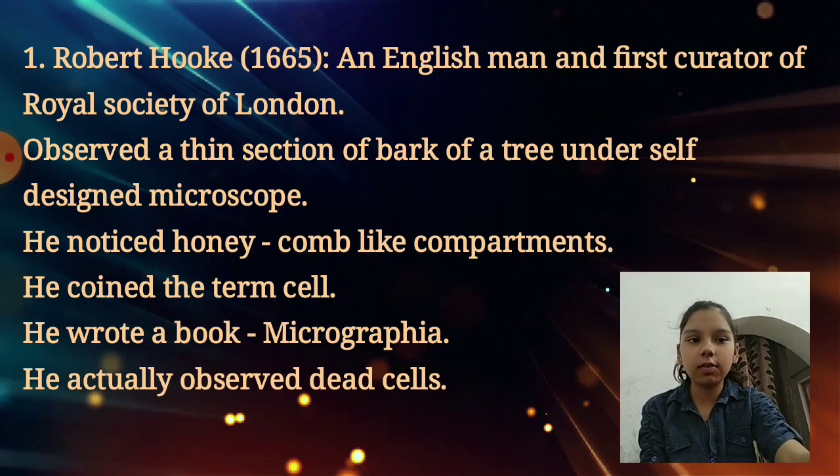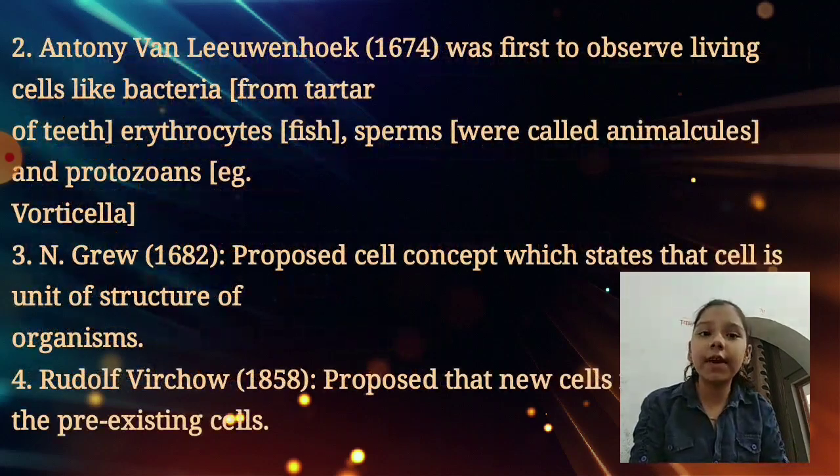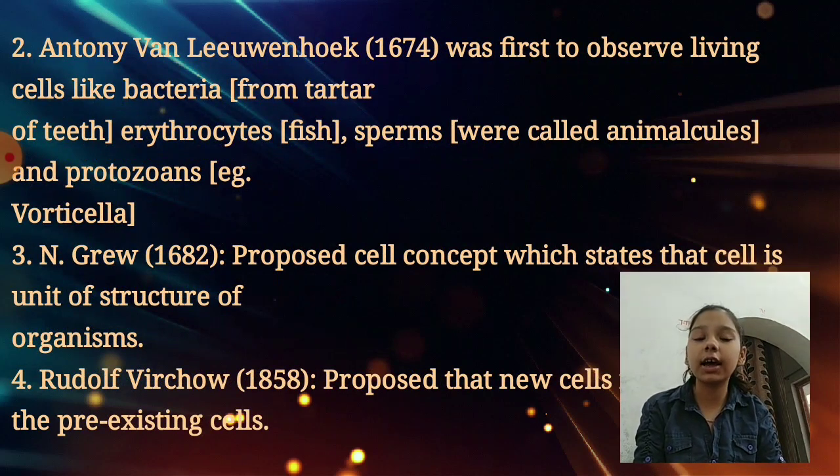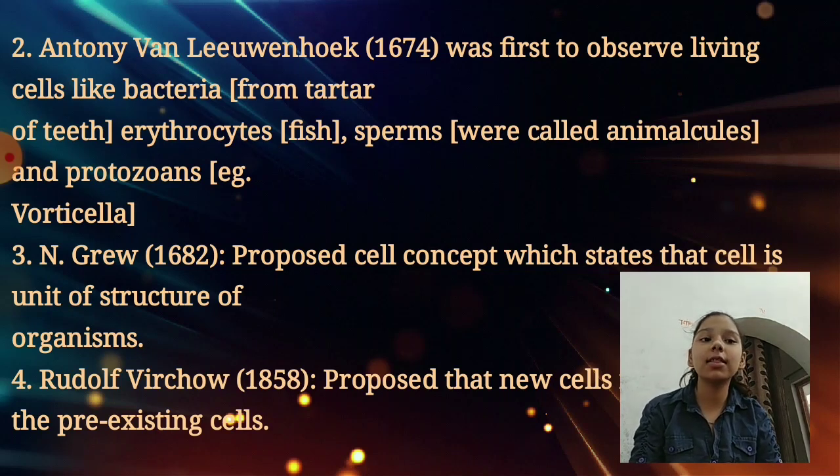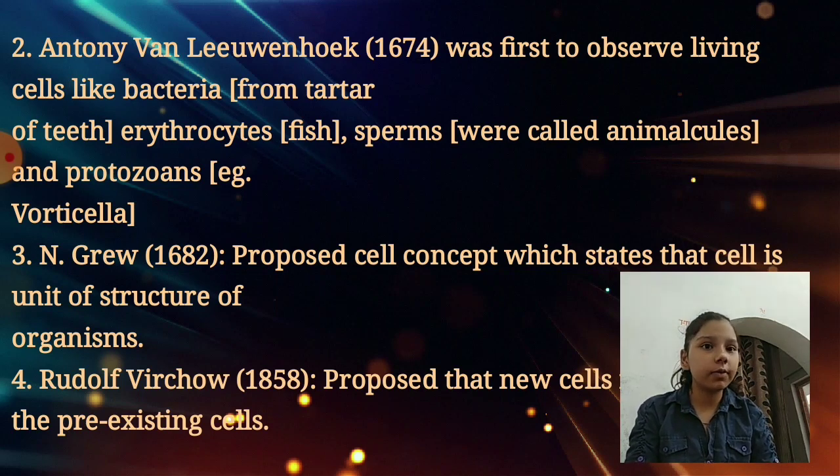Now second, Antony van Leeuwenhoek in 1674 was the first to observe living cells, like bacteria from the tartar of teeth, erythrocytes in fish, and sperms, which were called animalcules, and protozoans, for example Vorticella. Main point: Robert Hooke observed a dead cell. Antony van Leeuwenhoek observed a living cell. In which year? 1674. The main point to be noted.